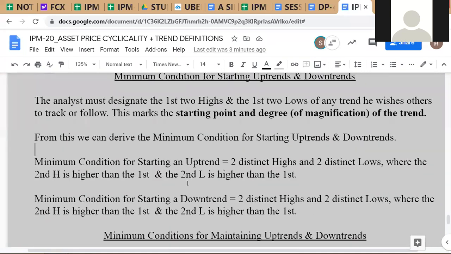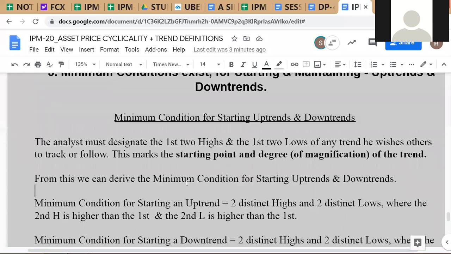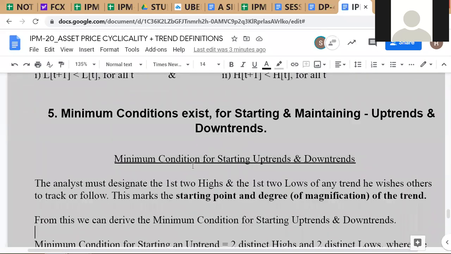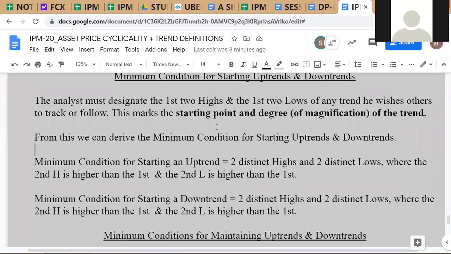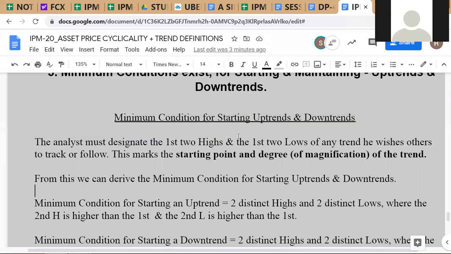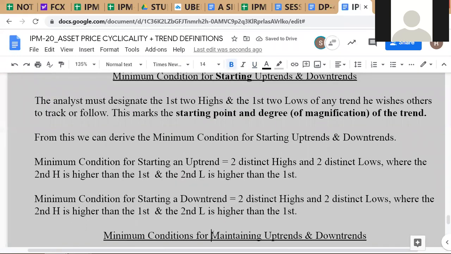This labeling, minimum condition for maintaining, yeah, so this is fine. Starting uptrends and downtrends, and this is for maintaining. So let me just put this in bold. This will make it easier to understand. This is for starting and this is for maintaining. We'll come to the maintaining later.